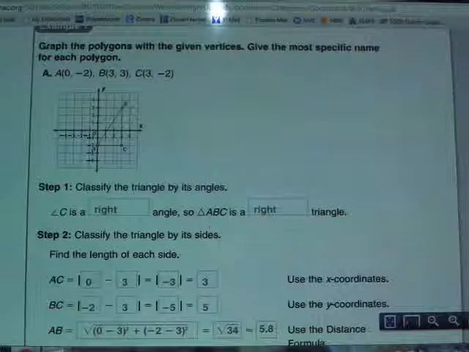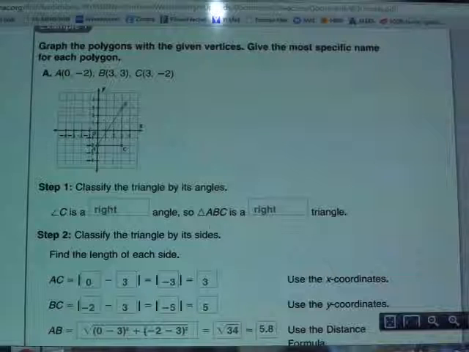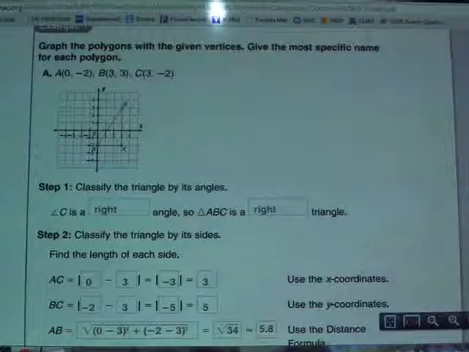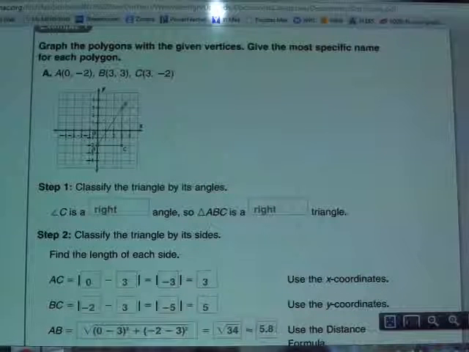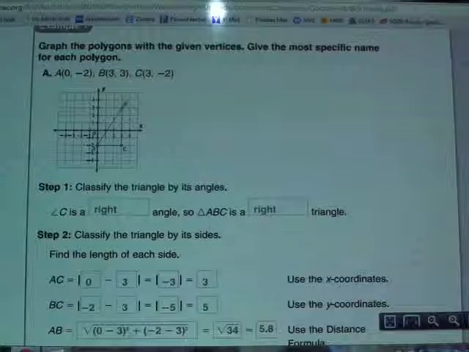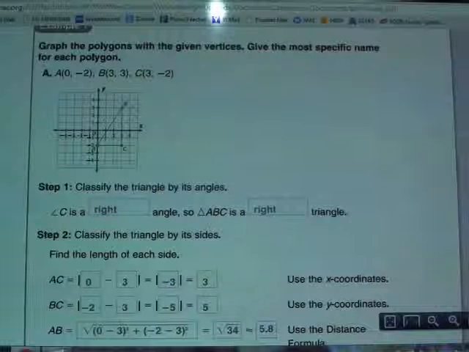In question number 1, they're asking me to graph the polygons with the given vertices, and then give the most specific name for each polygon. They want A to be 0, -2, B to be 3, 3, and C to be 3, -2. That is nothing different from what we saw yesterday. You're going to plot the 3 points. The difference from yesterday is that you're then going to connect those points, in this case 3 points, to make a figure.